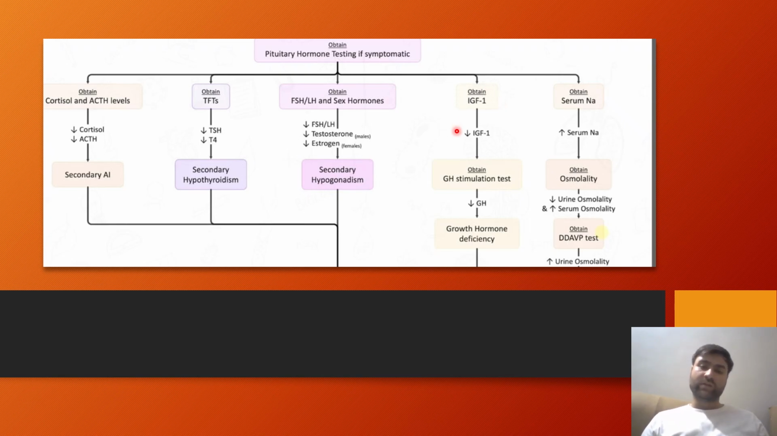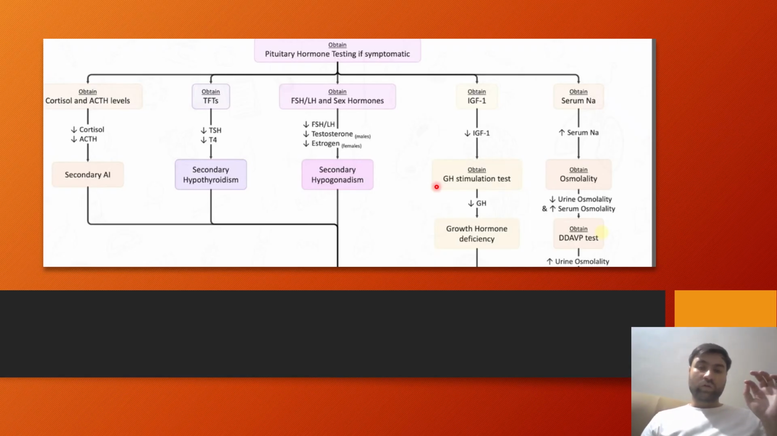If IGF-1 levels are low, it means growth hormone levels can be low. Then you should go for a growth hormone stimulation test. You should give the patient insulin, and after giving insulin, the patient develops hypoglycemia. And you should remember that hypoglycemia is a triggering factor for growth hormone production.